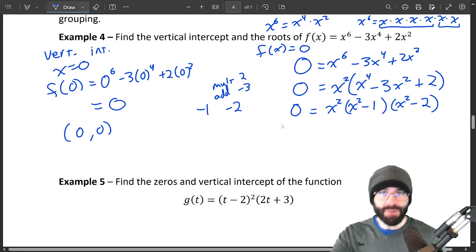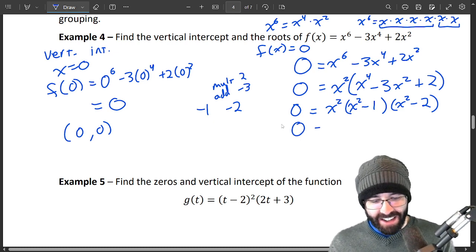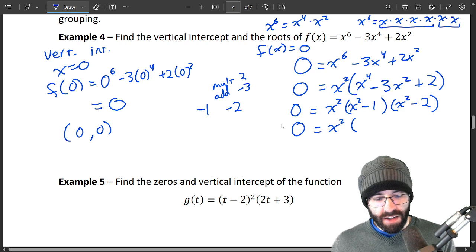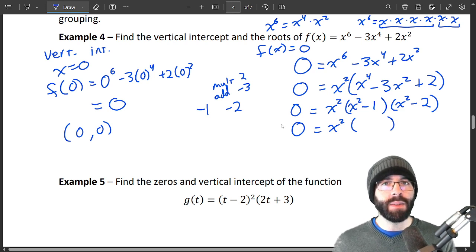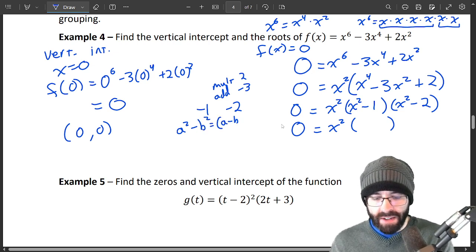We're not done. We can keep factoring. It's the gift that keeps on giving. Nice. So x squared is done. But x squared minus 1 can be factored. It's the difference of squares. A squared minus b squared is a minus b times a plus b.